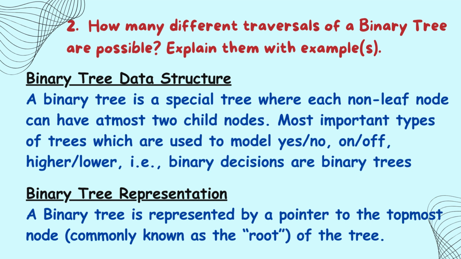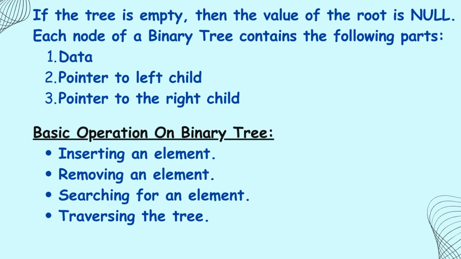Binary tree representation. A binary tree is represented by a pointer to the topmost node, commonly known as the root, of the tree. If the tree is empty, then the value of the root is null. Each node of a binary tree contains the following parts: data, pointer to left child, pointer to the right child.